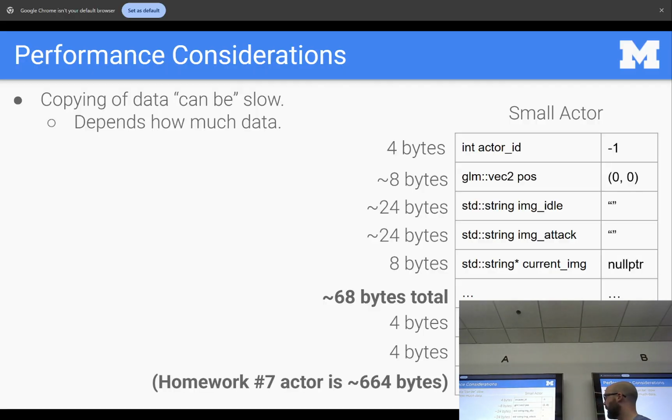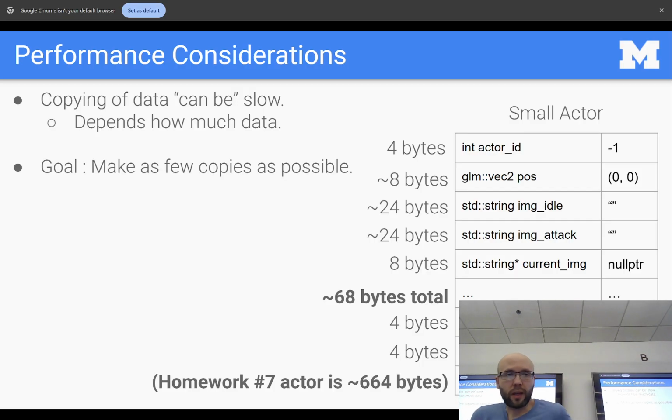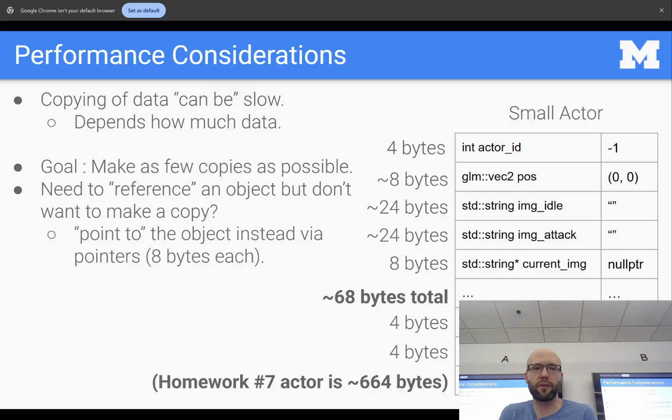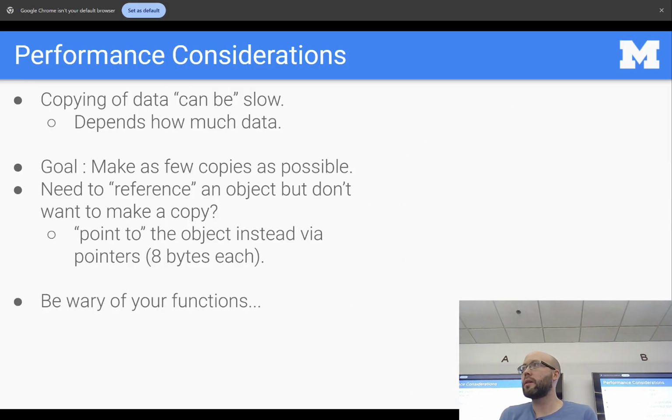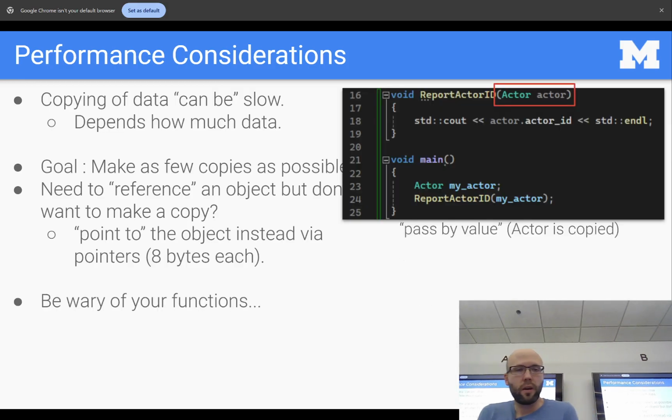But as you start to add stuff, right, health, rotation, all sorts of variables you might want on an actor, your actors are going to start getting bigger and bigger. The homework 7 actor, at least when I calculated this, was 600 plus bytes, okay? And so, right, your goal then is to make as few copies as possible. If you need to reference an object but don't want to make a copy, you can point to the object via a pointer, and that will save you some memory. Also, prevent you from violating DRY.